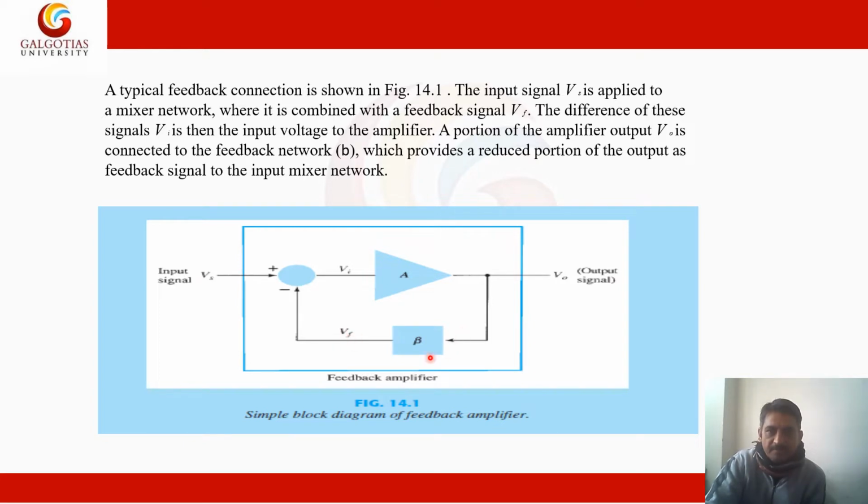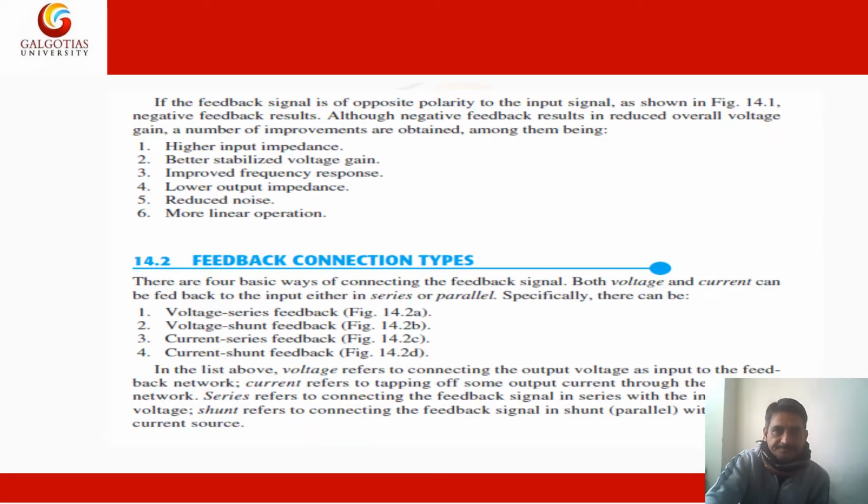So Vf upon V0 will be the feedback gain, and V0 upon V input will be the forward path gain. The difference of these signals, Vi, is then the input voltage to the amplifier. A portion of the amplifier output V0 is connected to the feedback, which provides a reduced portion of the output as feedback signal applied to the mixer network.